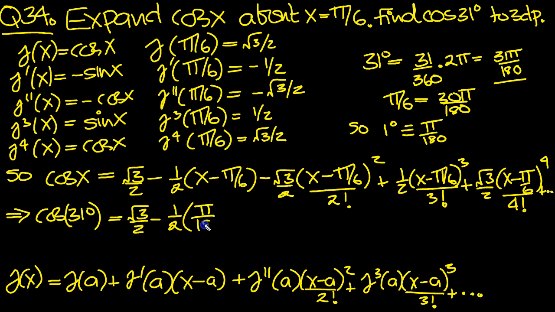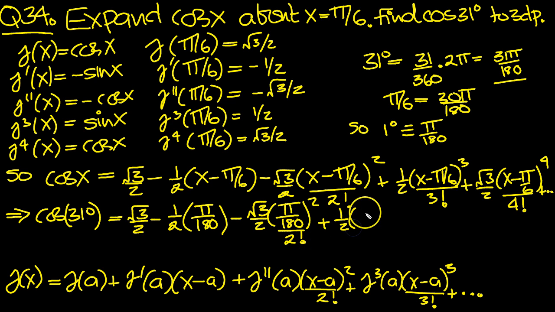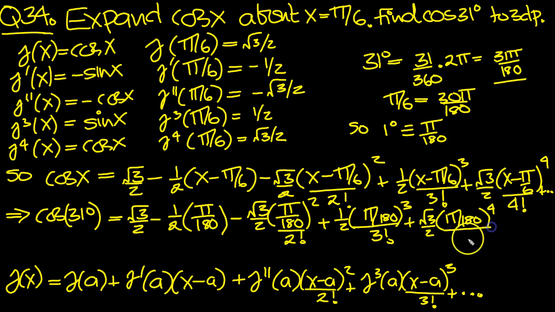Pi divided by 180, minus root 3 over 2, pi over 180 squared over 2 factorial, plus a half, bracket pi over 180 cubed over 3 factorial, plus root 3 over 2, pi over 180 to the 4 over 4 factorial, plus dot dot dot. So what have we got then?